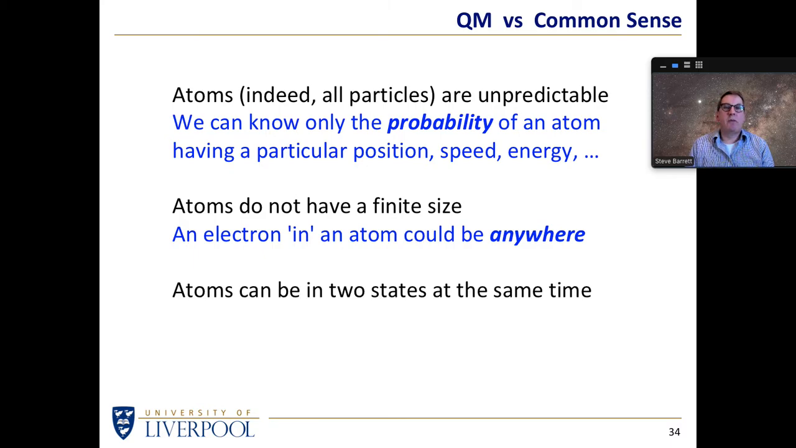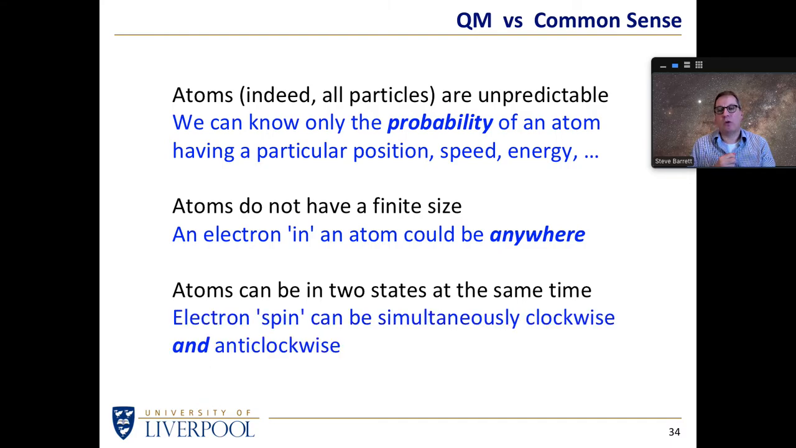Not only can we only talk about probabilities, we can't even state things that seem obvious. If we talk about an object spinning, like the Earth, as seen from the North Pole, the Earth is spinning anti-clockwise. But if we imagine a small particle like an electron or even an atom, we could in principle be talking about the object spinning clockwise and anti-clockwise at the same time, which makes no sense whatsoever.